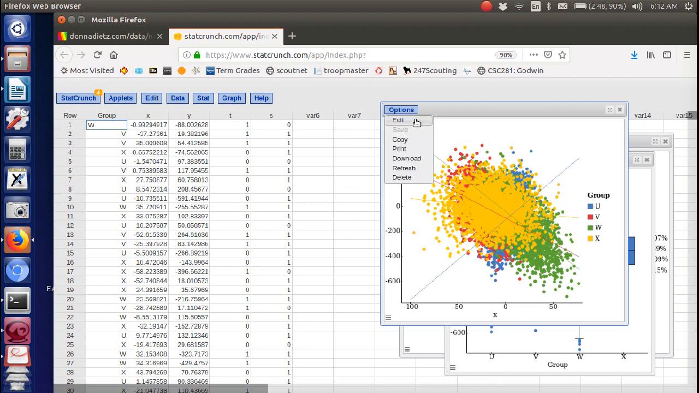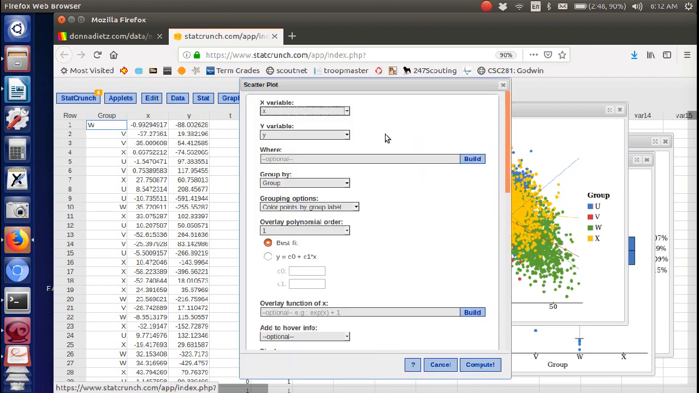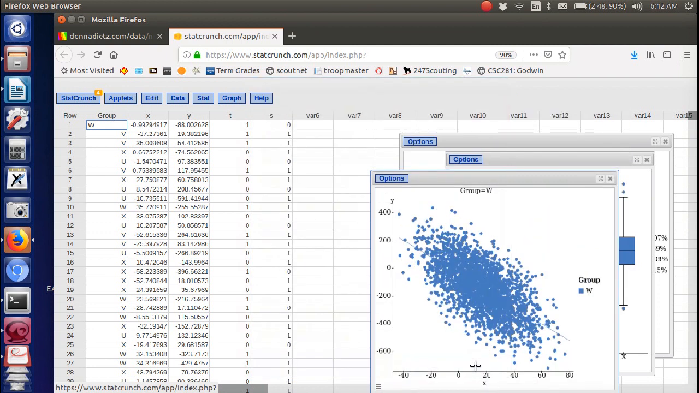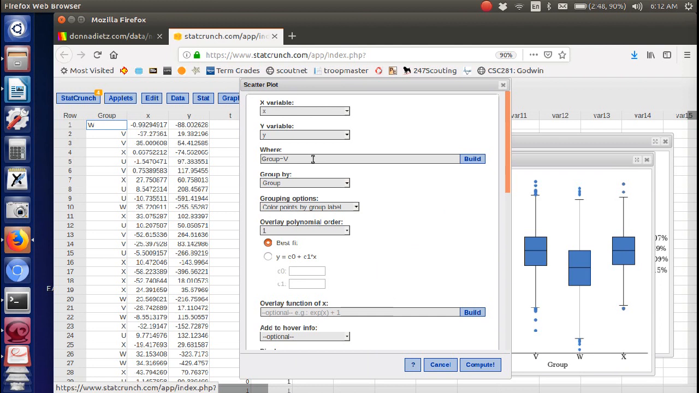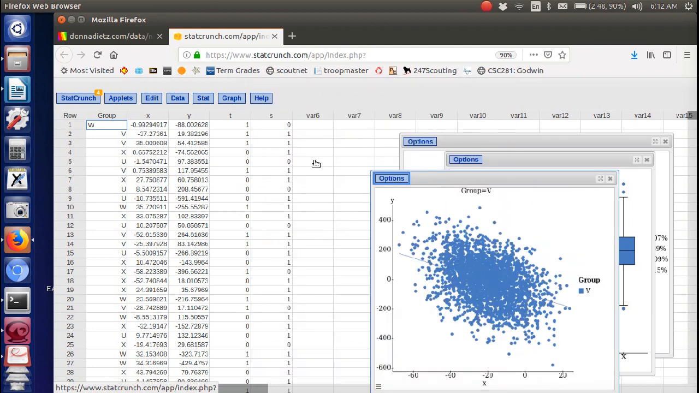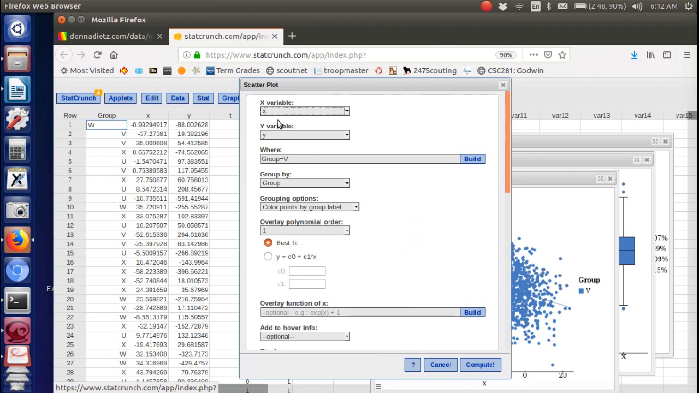So I want to try, what if I just want to see one group? I could say group equals W, and just see that one. Okay, and I could just try another one. W, V, and it'll be blue. You could change the color, but there's no need to. And U.